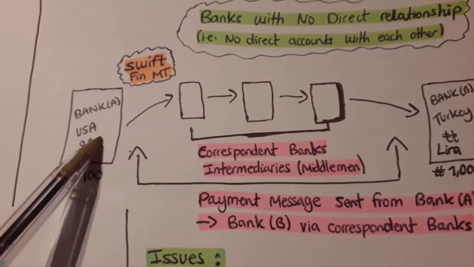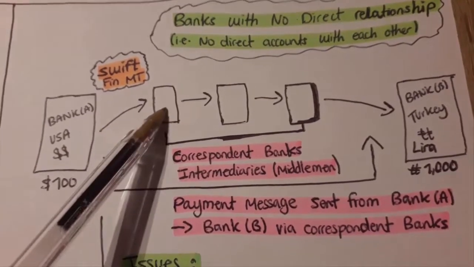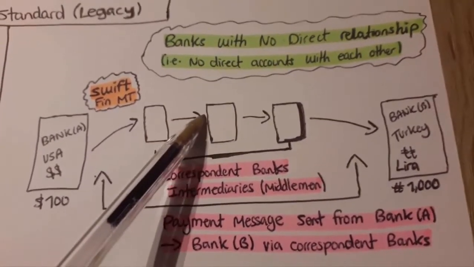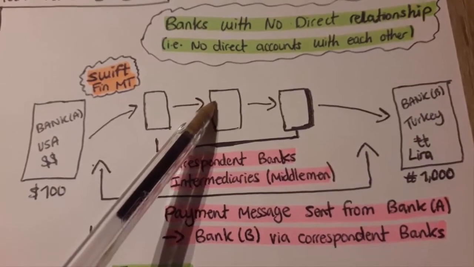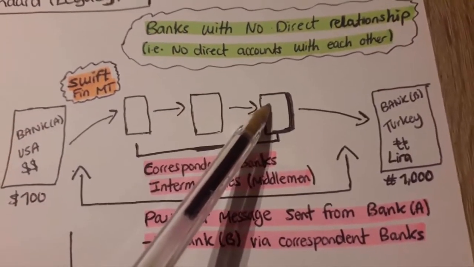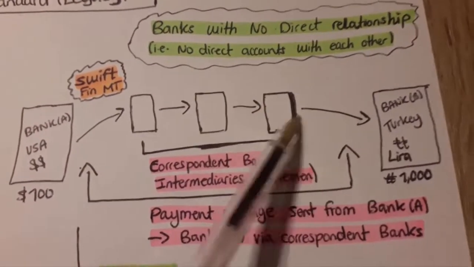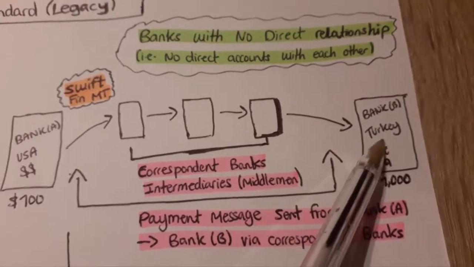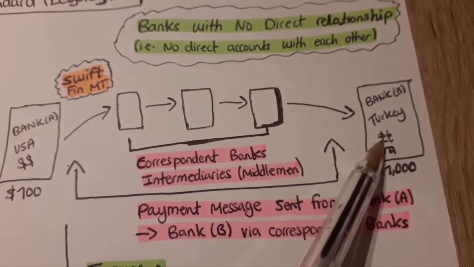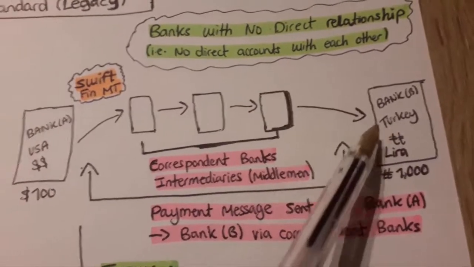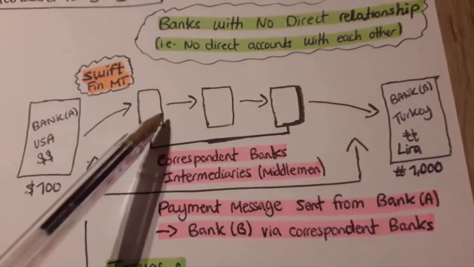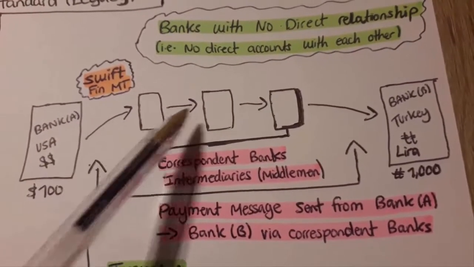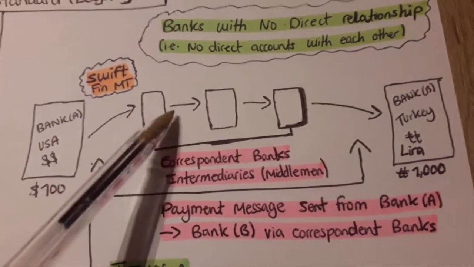So the message gets sent from Bank A to a correspondent bank. Then it may be passed on to another correspondent bank, and it may be passed on to another correspondent bank before eventually those two banks have an account with each other, and then the settlement occurs. Not because actual money is sent over, but each message that is sent from one bank to another just basically instructs the bank to do something.